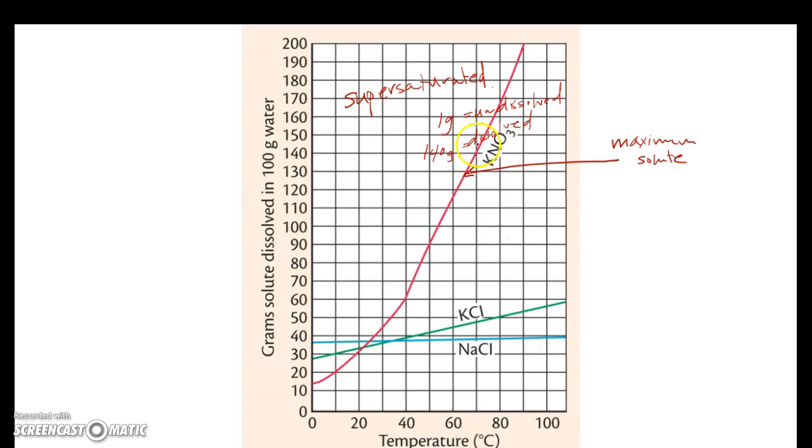Anything to the left of the line is considered an unsaturated solution, and that means that you still have the possibility of dissolving more solute in there before it hits this saturation point. Okay, and at this line right here, that's the saturation point. And this is what we call a saturated solution.